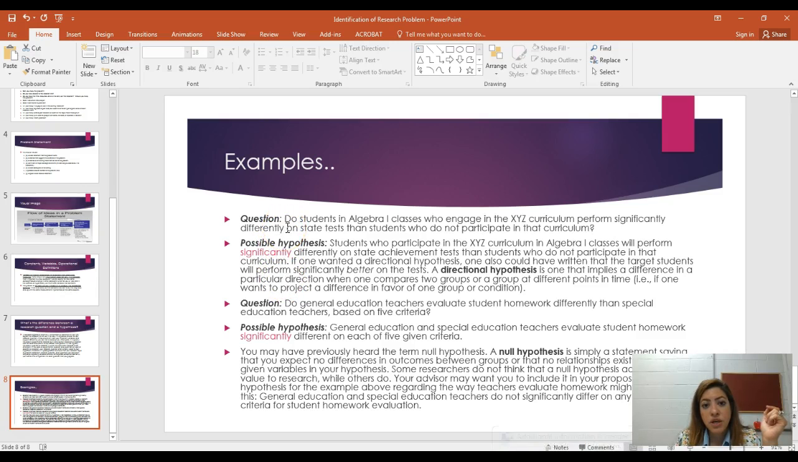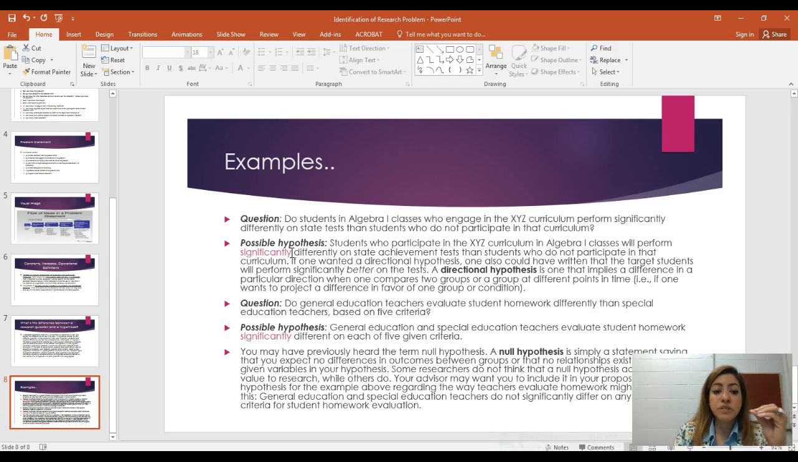This is an example. So if you say, do students in Algebra 1 classes who engage in the XYZ curriculum perform significantly different on state tests than students who do not participate in that curriculum? Possible hypothesis, you can say students who participate in this curriculum in algebra will perform significantly different. And the word significantly, I highlighted it with a different color because it's a typical word that you use in quantitative research, analytical research, surveys, anything that has to do with statistics.